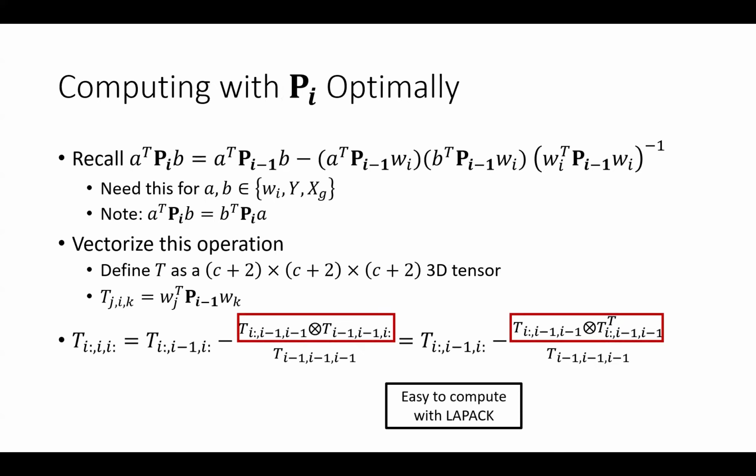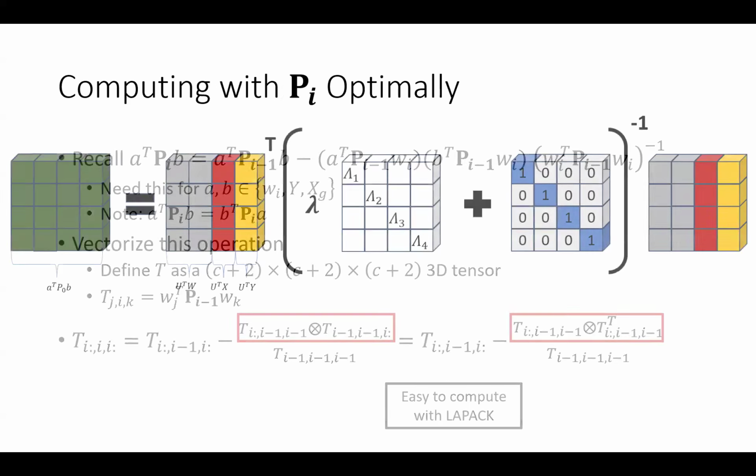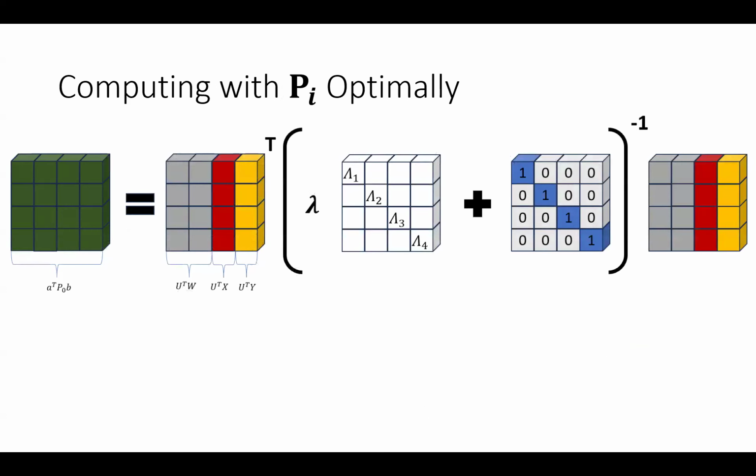That's a lot to wrap your head around mathematically. So I have it graphically for you. So here we have our A transpose P0 B, and that's equal to this whole thing. We have our pre-multiplied W, X, and Y. And remember, P0 is equal to this lambda G plus I inverse. So that's more or less what we've got taken care of in the middle.